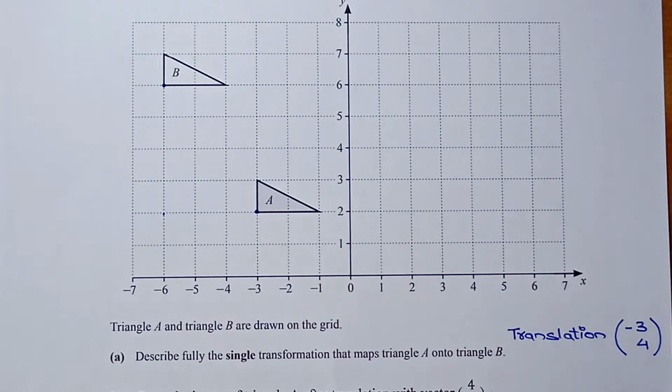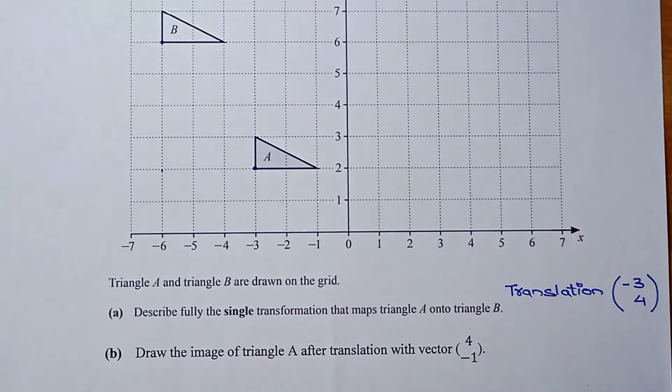Now for part B, draw the image of triangle A after translation when the vector is (4, -1). So in the first part we were given the shape A and the translated shape B as well. We just defined how much that shape is translated to get B. Now for the second part, when shape A is given, how can we translate that shape by using this vector to get the new shape? So 4 and -1, it means 4 is a horizontal translation and -1 is the vertical translation.